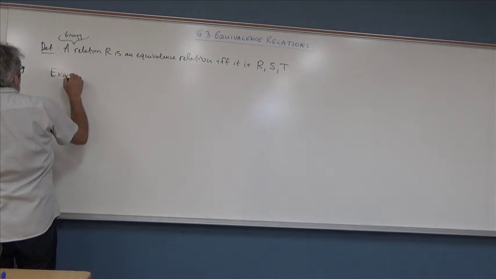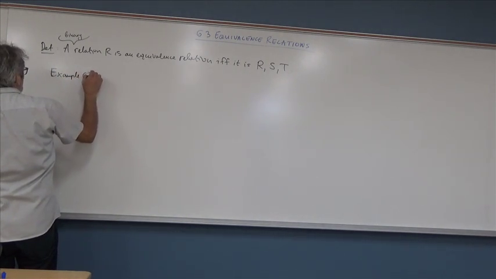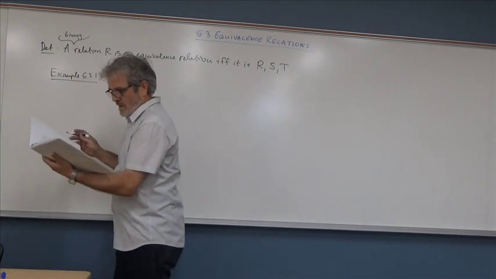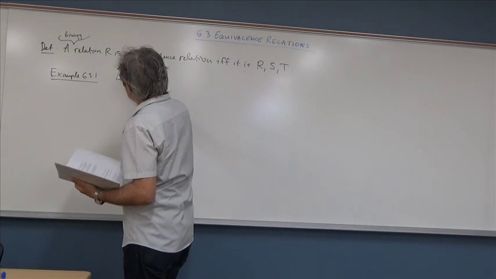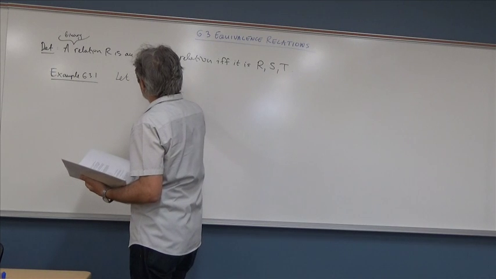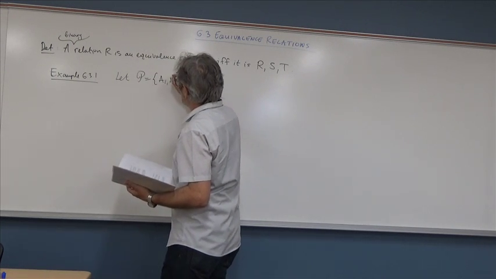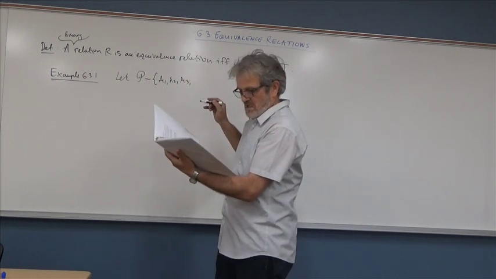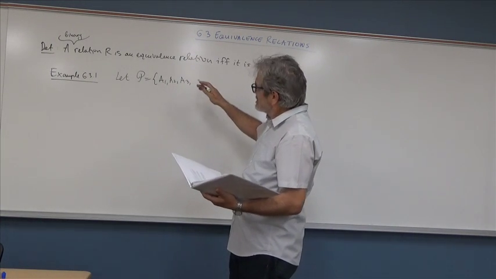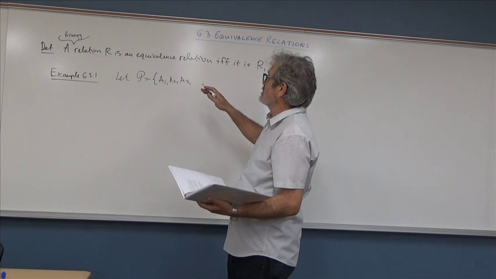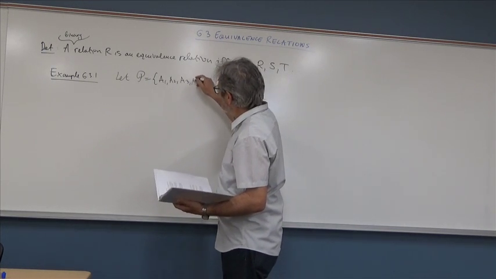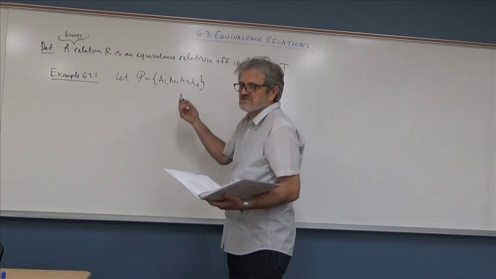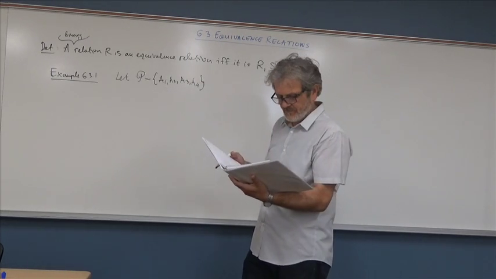Example 6.1. What would that be? Let P equal A1, A2, A3, and let me make it just a little simpler than in my notes. In my notes I did it generally with N. Here I'll go just A3 and A4. You get basically the same story.